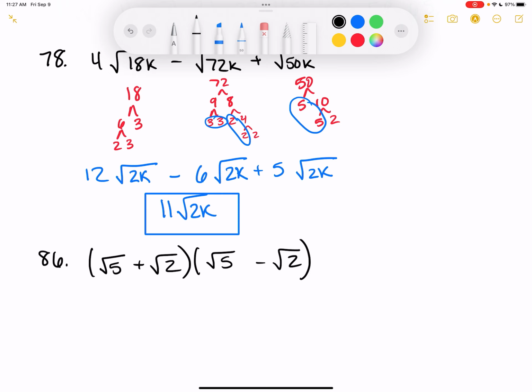It's a special type. It's the difference of squares. So then what does this multiply 5 and into? 2. Okay, and is it plus or minus 2? Minus. Okay, so it's going to be square root of 5 times square root of 5 is the square root of 25, which ends up being 5. And then square root of 2 times square root of 2 is square root of 4, ends up being 2. And it's minus, so it's just equal to 3.